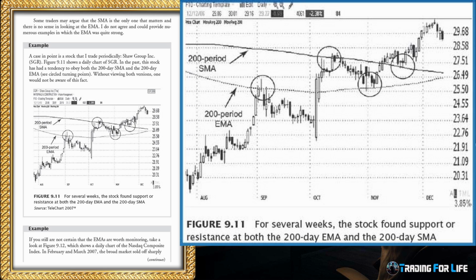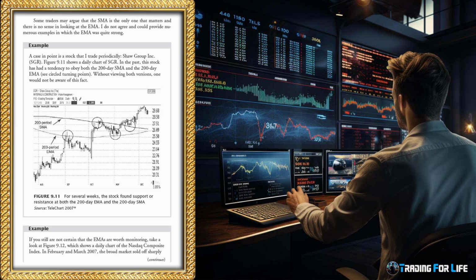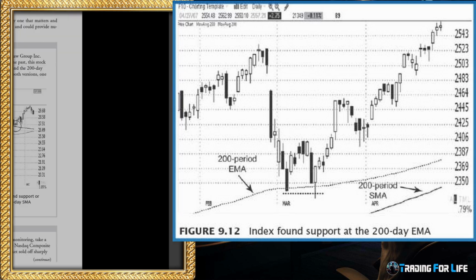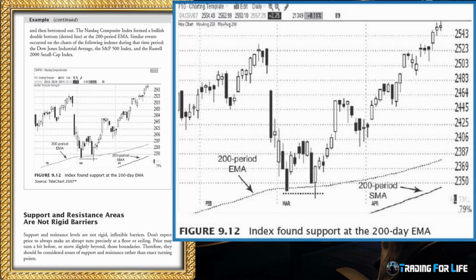Without viewing both versions, one would not be aware of this fact. Example: If you still are not certain that the EMAs are worth monitoring, take a look at Figure 9.12, which shows a daily chart of the Nasdaq Composite Index. In February and March 2007, the broad market sold off sharply and then bottomed out. The Nasdaq Composite Index formed a bullish double bottom, dotted line, at the 200-period EMA.